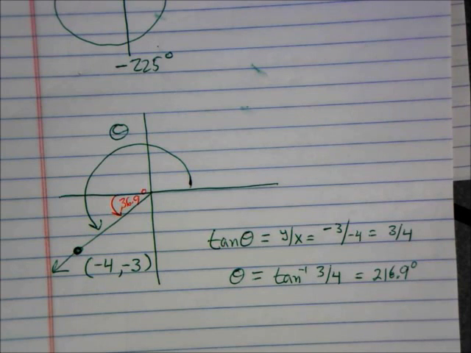Why does the calculator give the reference angle? When you type in theta equals tan inverse of 3/4, the calculator doesn't know if you want the answer in quadrant 1 or in quadrant 3. So by default, it's always going to give you the answer in quadrant 1. And if your answer is in quadrant 3, then you've got to figure it out. Okay, so be careful of that.